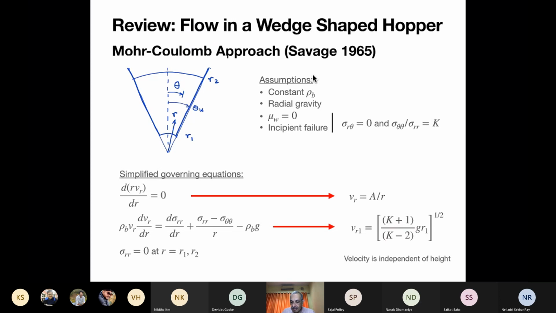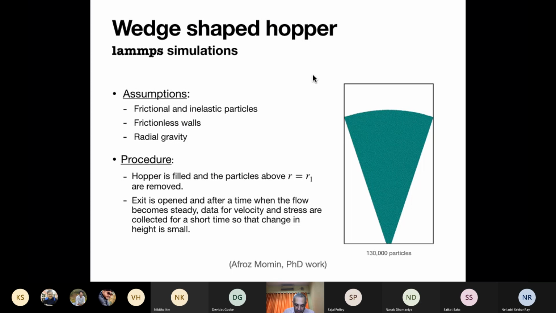And as I was saying last time, we can easily do simulations to check this. One of the students in the lab, Afroz Momin, is doing her PhD on this topic of flow in a wedge-shaped hopper. And she has done simulations which are exactly according to the assumptions of the model that we just saw: you have frictional inelastic particles, but the walls are frictionless, and you have radial gravity. So it's very easy to do these things in simulations, but not so easy in experiments.